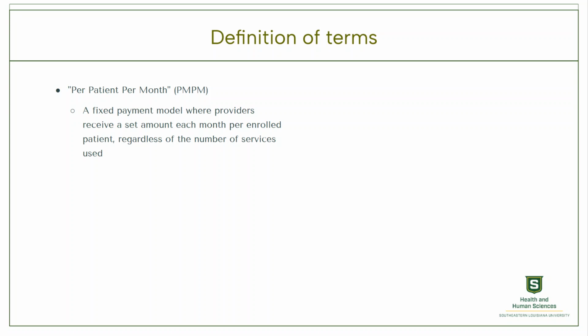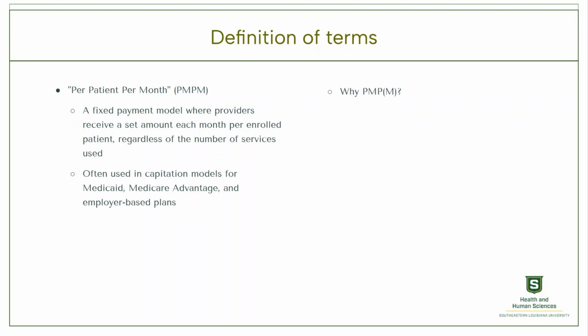So if one patient uses one service, that amount is what the hospital or the provider is reimbursed. And if one patient uses five services, the hospital is only reimbursed for one amount of money. That is the amount you get reimbursed, regardless of the number of services that a patient or an enrollee uses. It's often used in capitation models for Medicare, Medicare Advantage, Medicaid, and insurance-based plans.